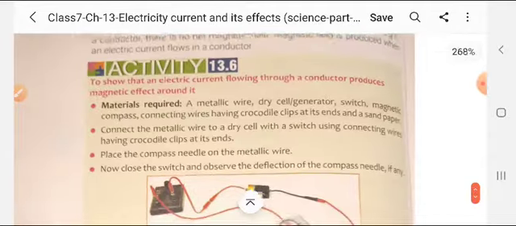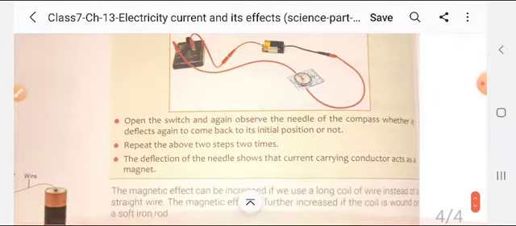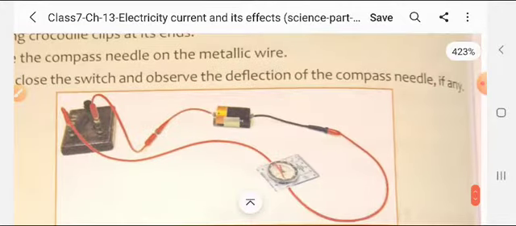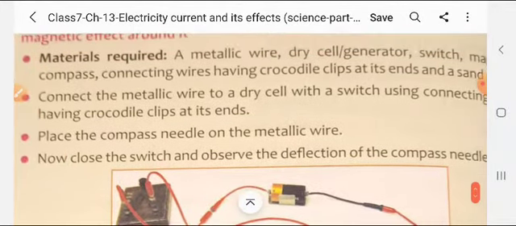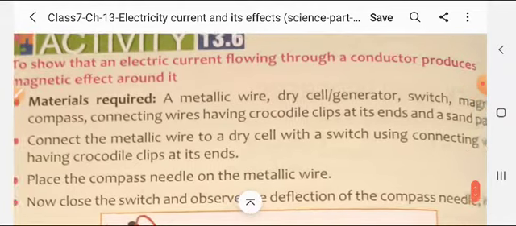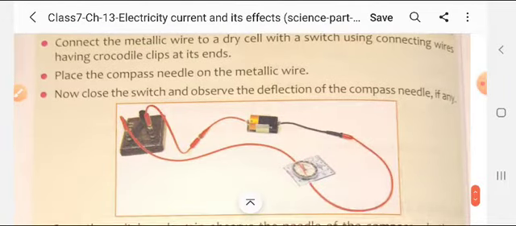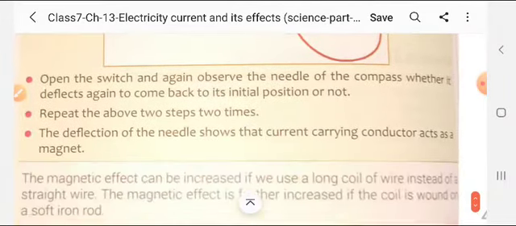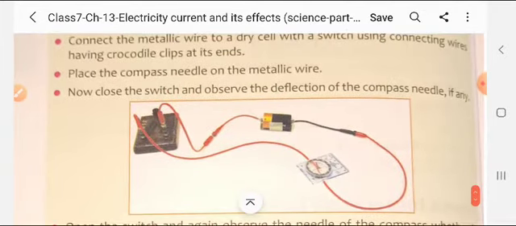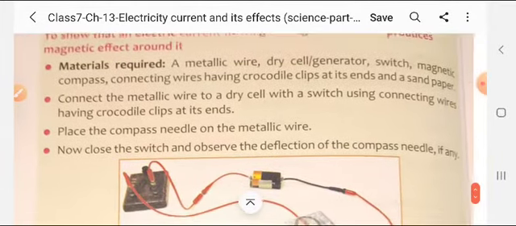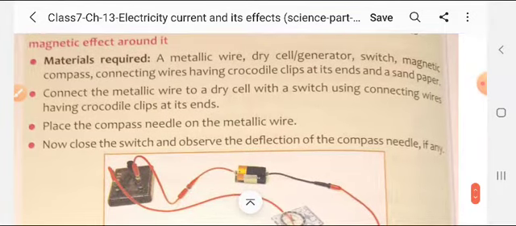Here's a small activity, student, that is going to show that when the electric current passes through it, it could create a magnetic field. Here you can see, for proving this experiment, the materials required. A metallic wire is required here. Okay, a dry cell or a generator, switch, magnetic compass, connecting wire having crocodile clip. This is called the crocodile clip, which is just not shown here. And sandpaper.